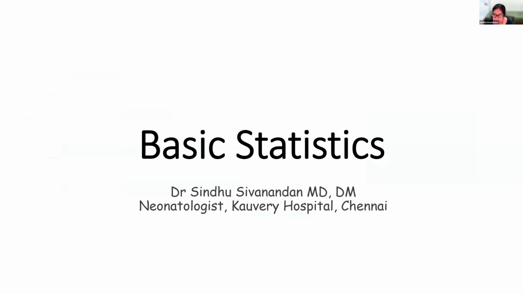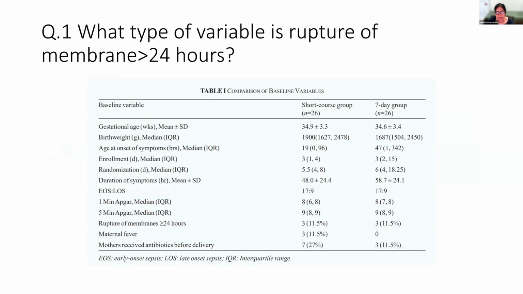So I'll try to cover some of the basic statistics. First question, you can either write it down in the chat box or in your notebook. What type of variable is rupture of membrane more than 24 hours? This is a table of basic variables taken from a particular study. What type of variable is it, and how is it represented? That is the first question.